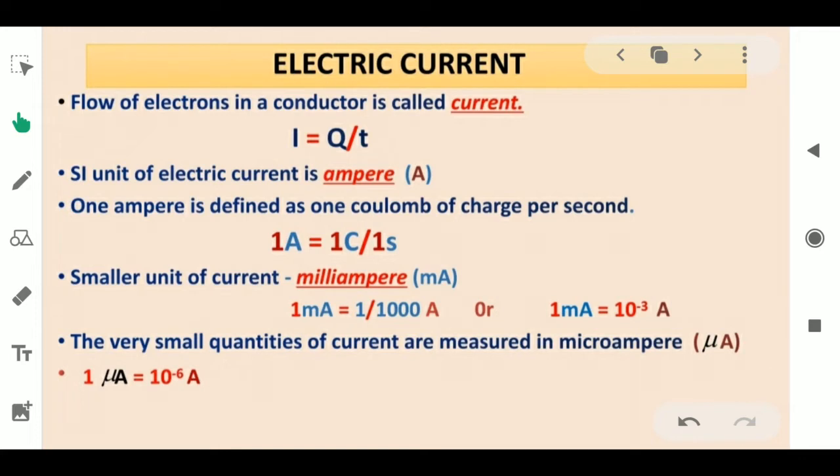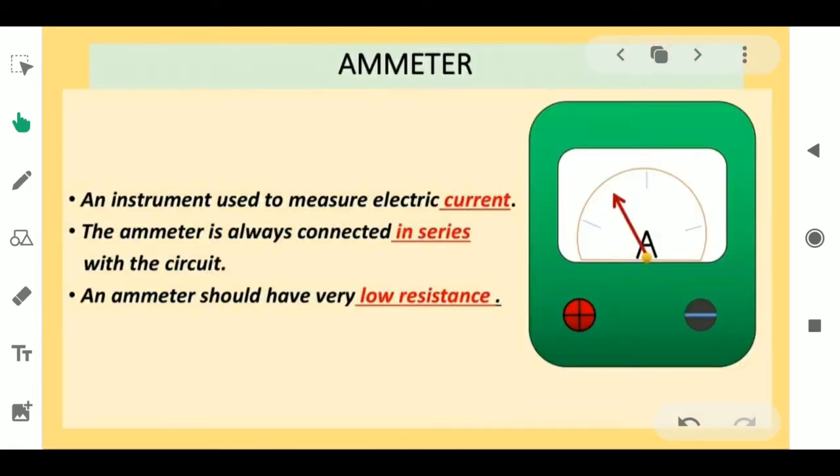The next important device is the ammeter. What is the use of an ammeter? It's an instrument used to measure the electric current passing through the circuit. In the case of a voltmeter, we use it to measure the potential difference across the ends of a conductor or metallic wire. In the case of an ammeter, we use this instrument to measure the current passing through the conductor. And this ammeter is always connected in series with the circuit.